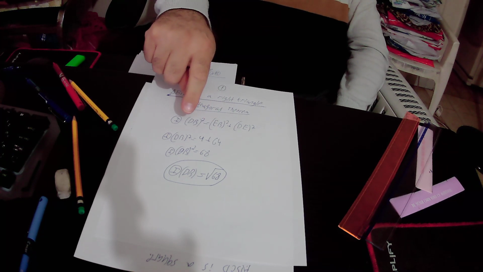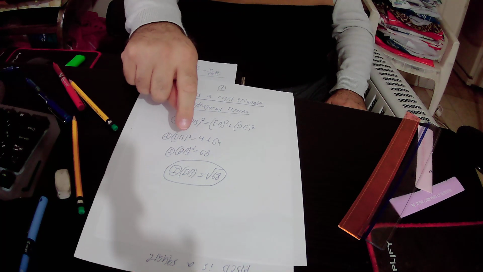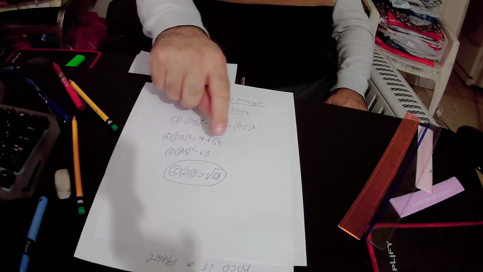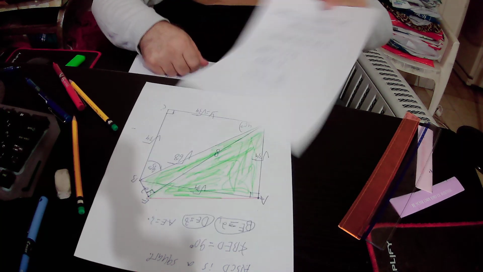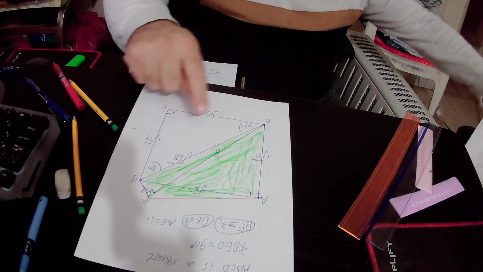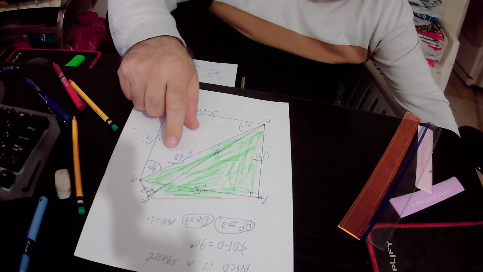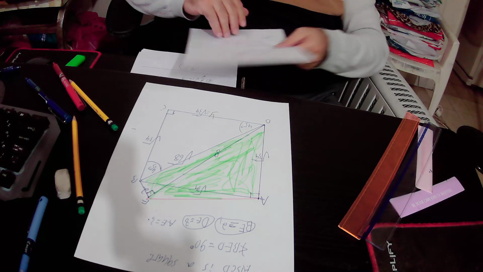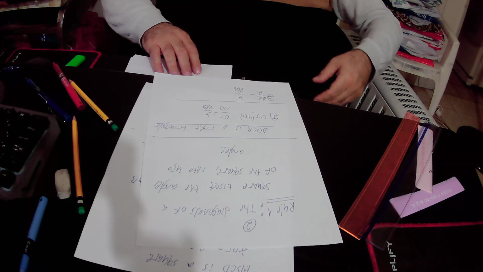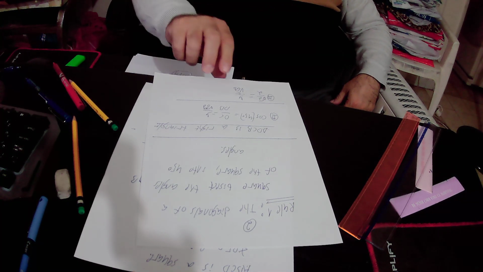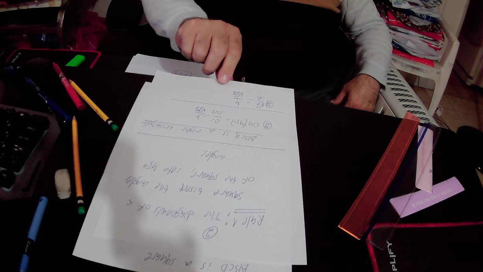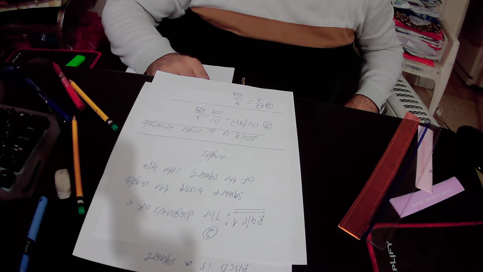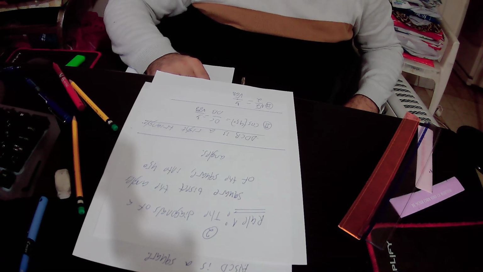We took the root of equation number 1, and we found that the size of BD is square root of 68 units. So the diagonal DB of square ABCD equals square root of 68 units. Okay, then I presented to you rule number 1. According to rule number 1, the diagonals of a square bisect the angles of the square into 45 degree angles.